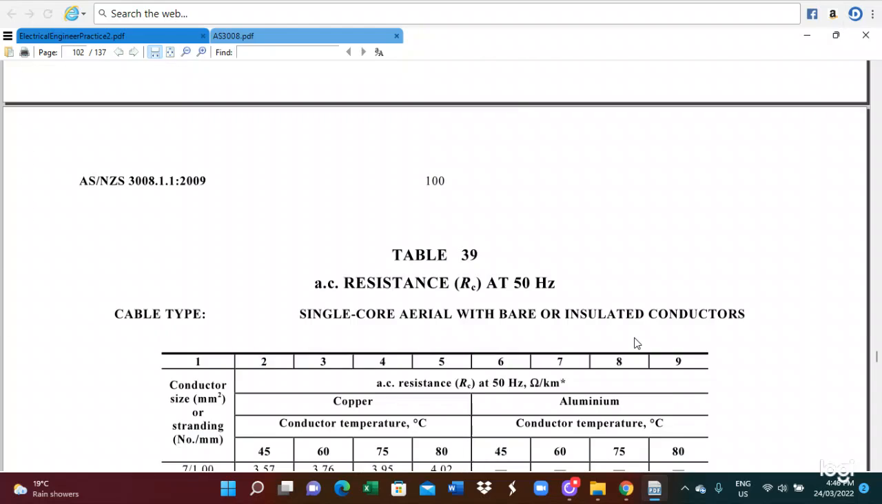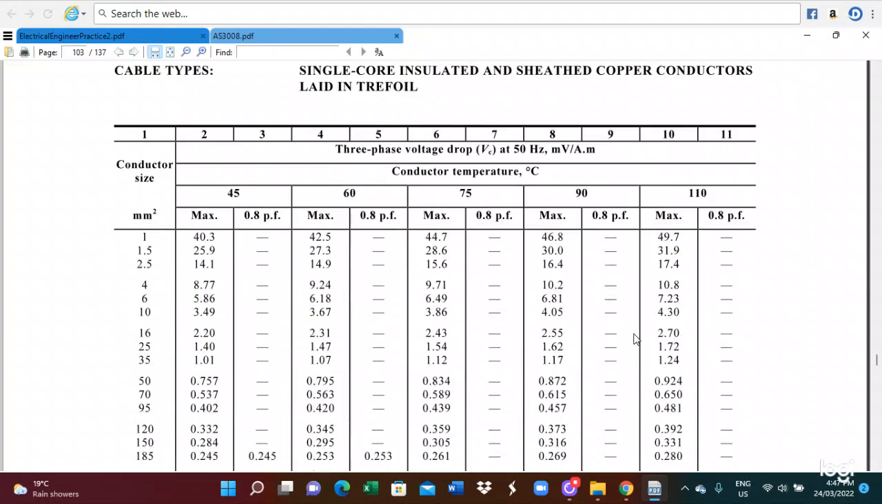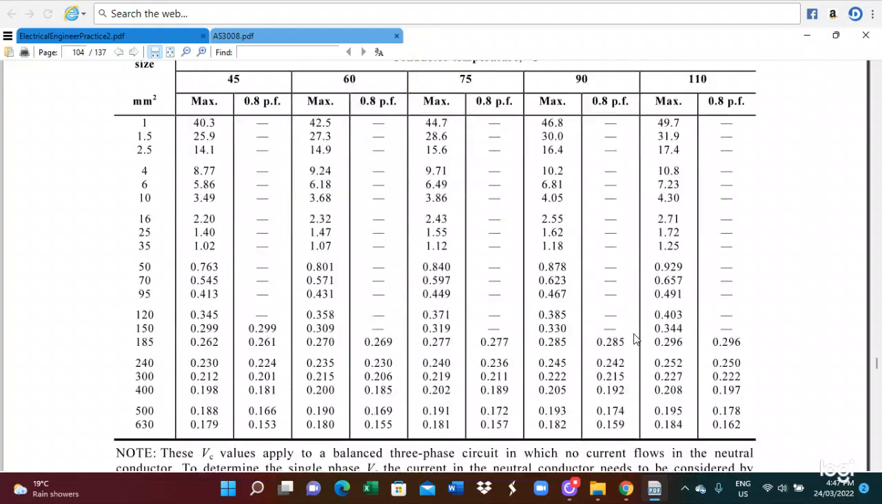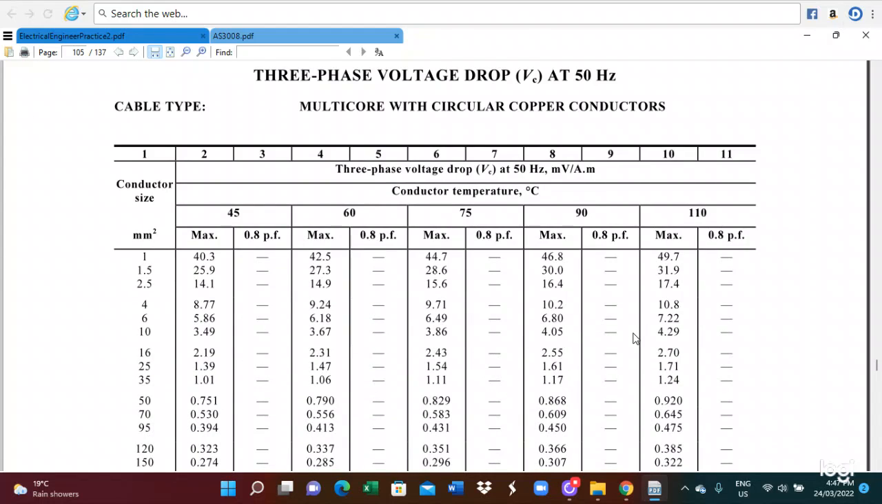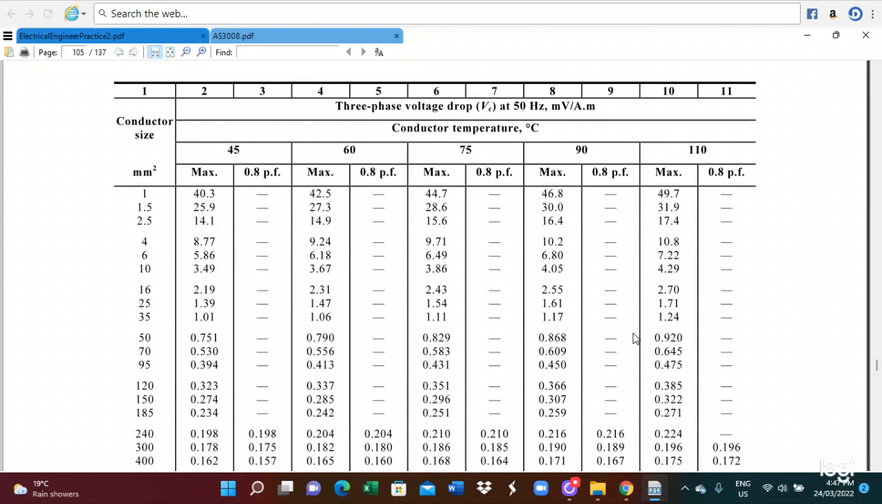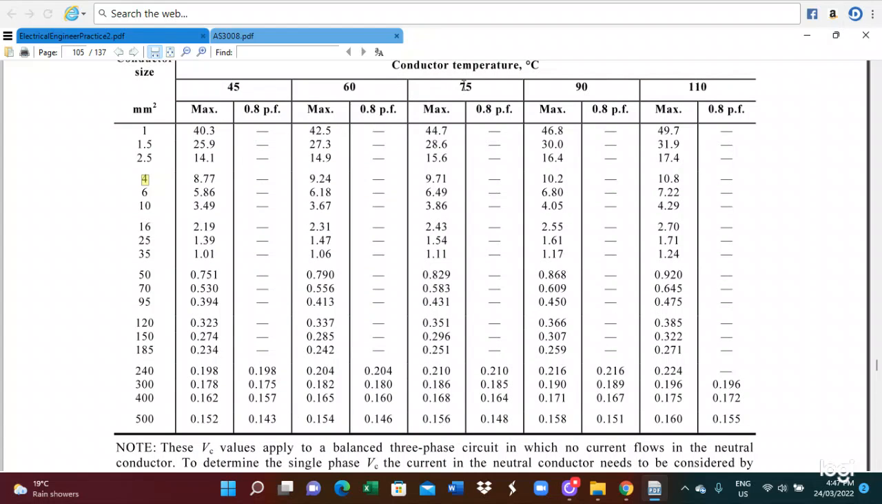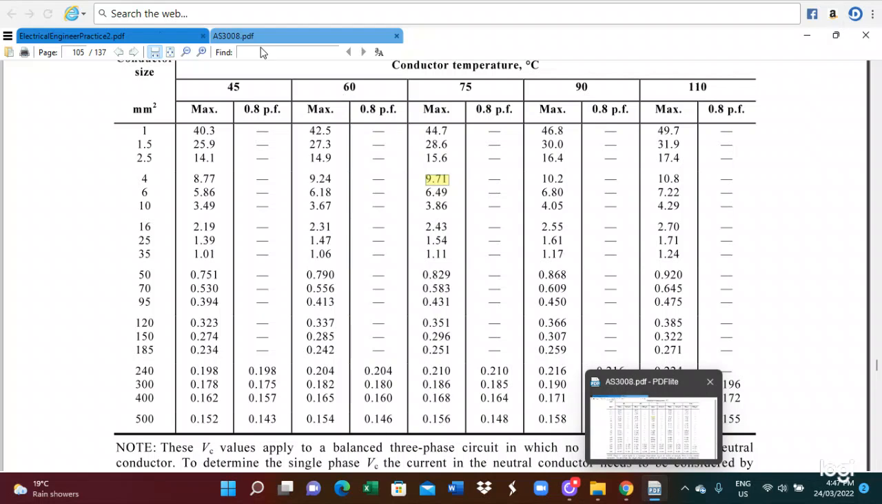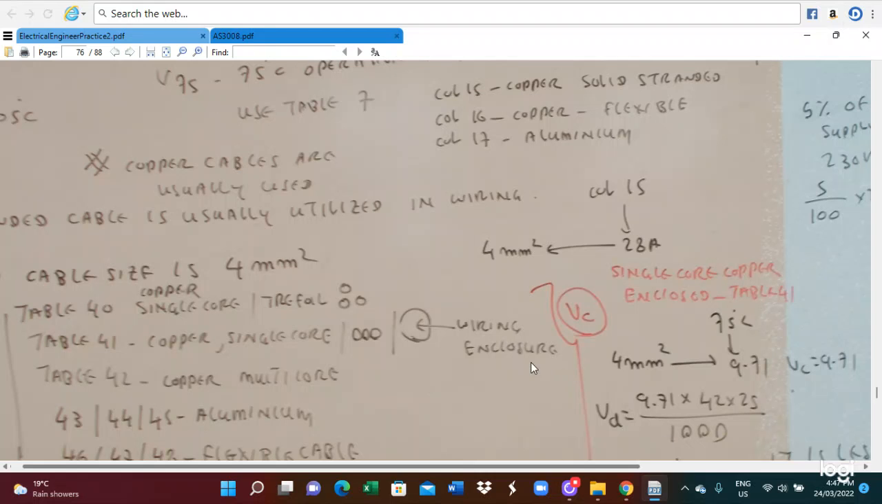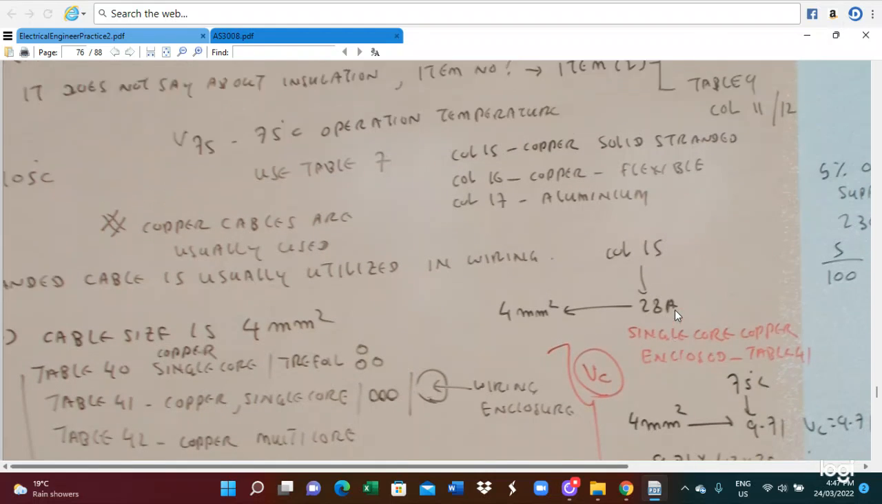So look at here, table 40 and table 41. So this is table 41 here. Table 41, so the size of 4 millimeter square and 75 degrees centigrade, so that there will be the 9.71. So this is for the VC value. The VC value has to be utilized in this formula. This equation has to utilize this formula here.